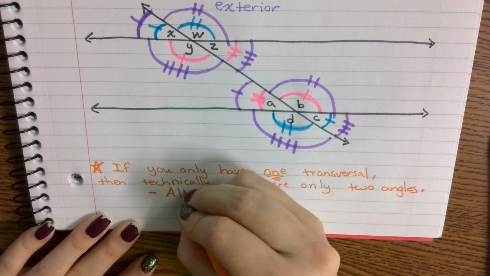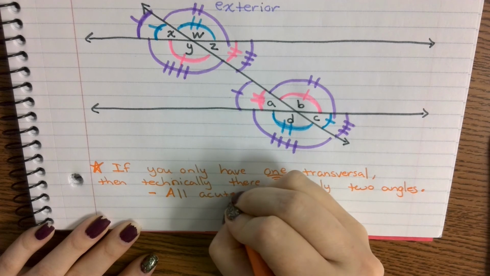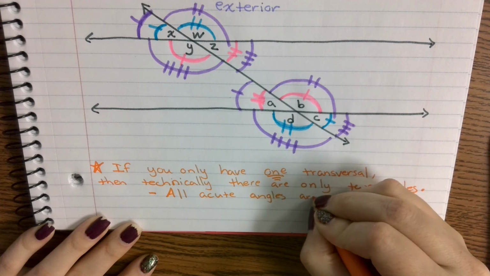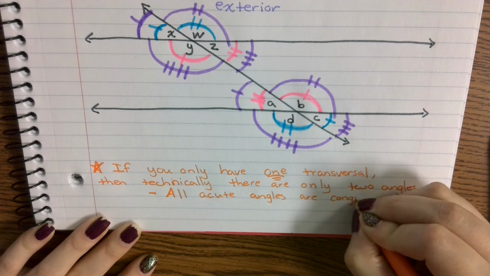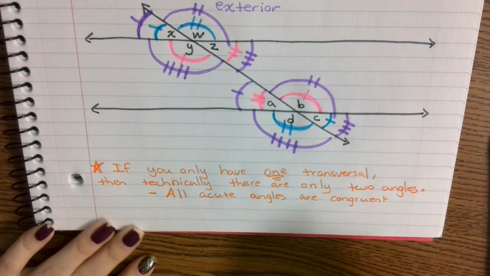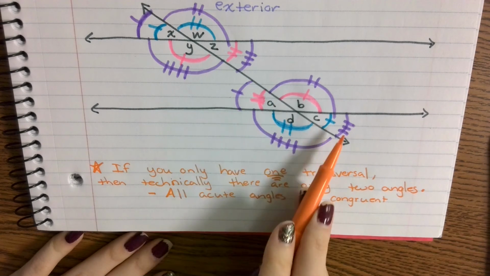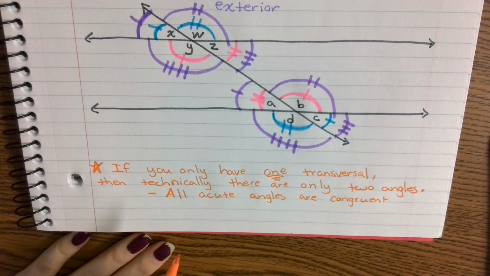You've got all these acute angles. All of your acute angles are congruent. So that means all the acute angles are the same measurement. X, Z, A, and C, they're all the same.